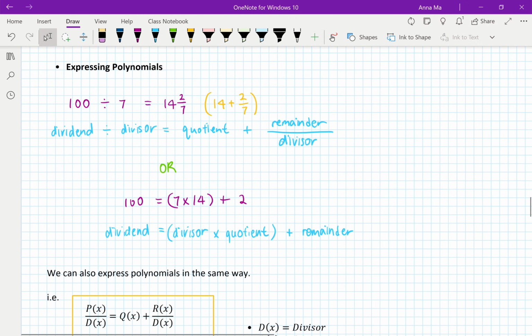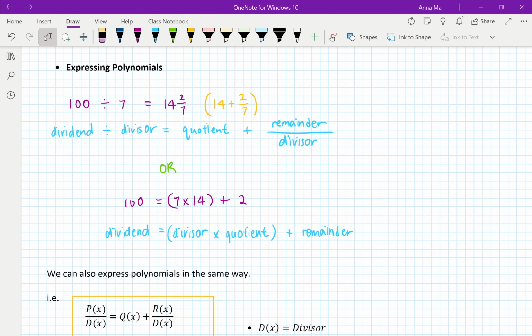Now this one, I've already talked about it, but there are two ways of expressing the division. One way is to write it as the dividend divided by divisor is equal to quotient plus remainder over divisor. We've been doing that for the previous division questions. Or you can express it in the multiplication form where you say the dividend is equal to your divisor times the quotient plus whatever was remaining behind. And I did say that the second format is going to be better for your algebra, but it doesn't hurt to practice both ways.